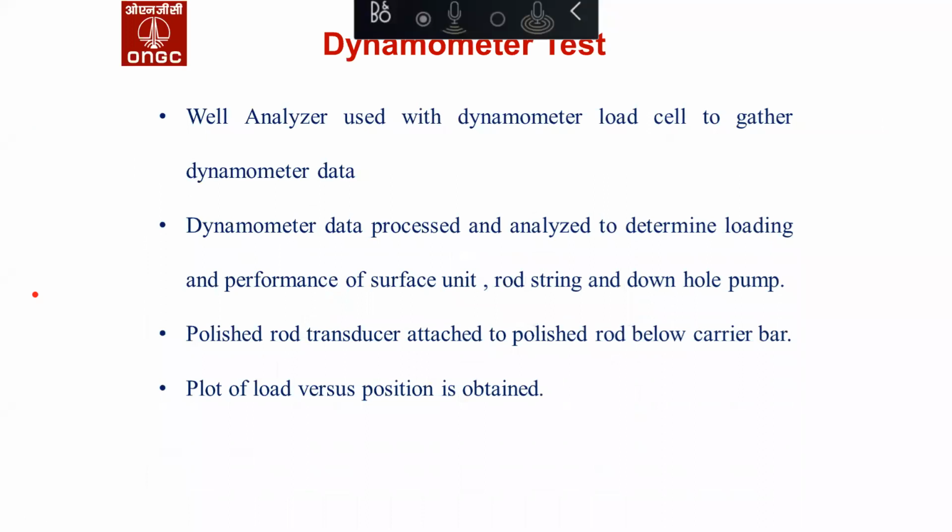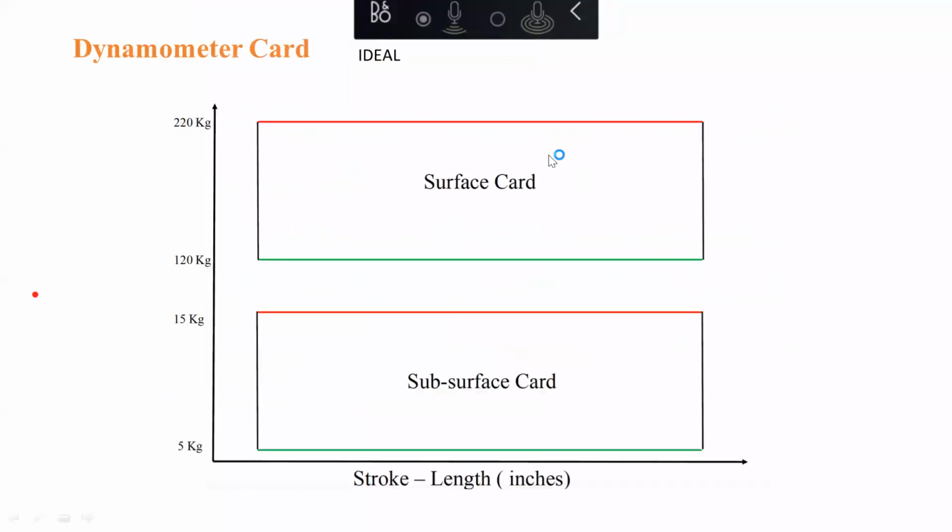Let's see the dynamometer test. Using your PRT and your load cell, you are going to measure your load versus your stroke length. You will be able to analyze it once you plot the load versus position. So you are going to have two plots: your surface card and your subsurface card. This is your load, which means the sucker rod, as well as your fluid and your polish rod, and this is your stroke length.